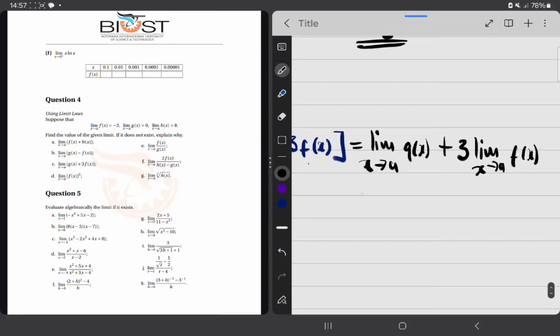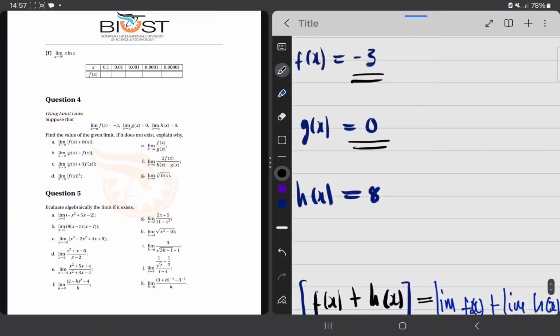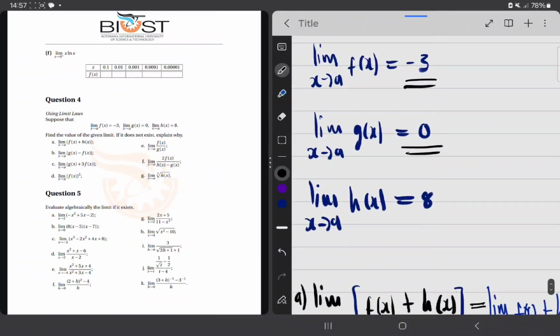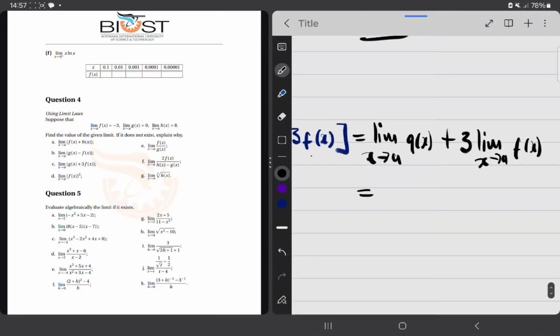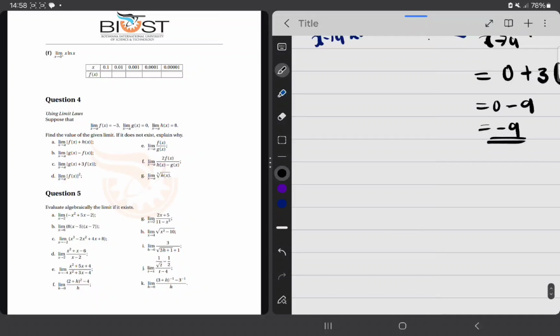It goes outside. Then we can say, what is the limit as x approaches a of g of x? The limit as x approaches a of g of x is 0. So this is going to be 0. Then plus 3 times the limit as x approaches a of f of x, which is negative 3. So it's going to be 0 plus 3 by negative 3, which is negative 9. And that is going to be negative 9. This is going to be your final solution and you're done. This is so easy. Come on.